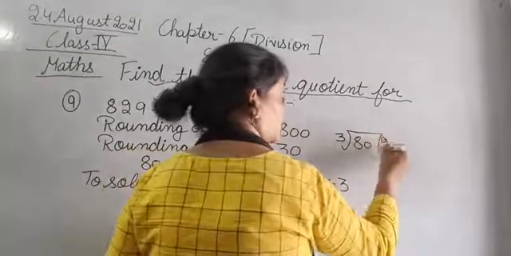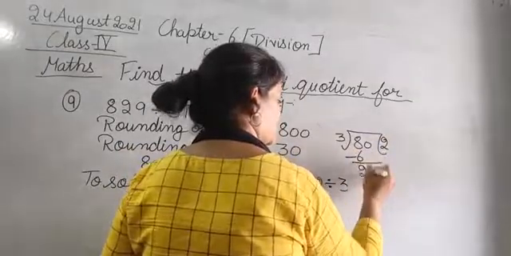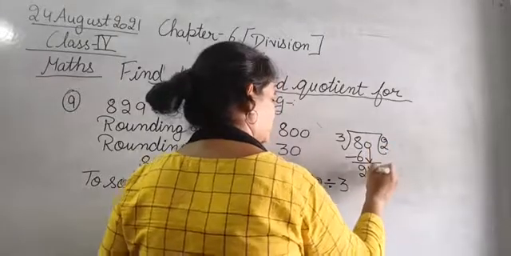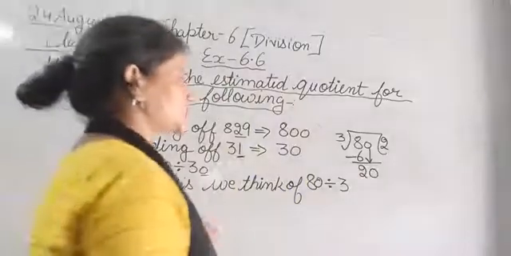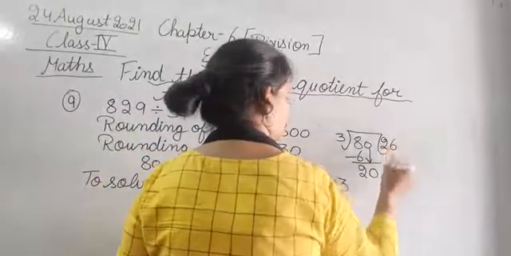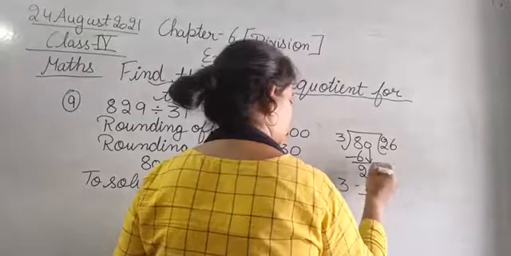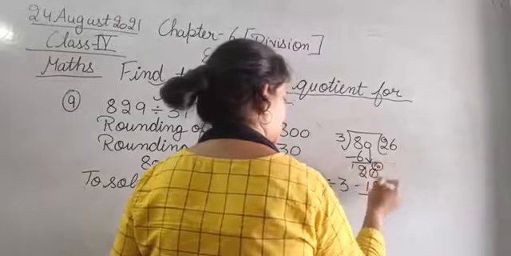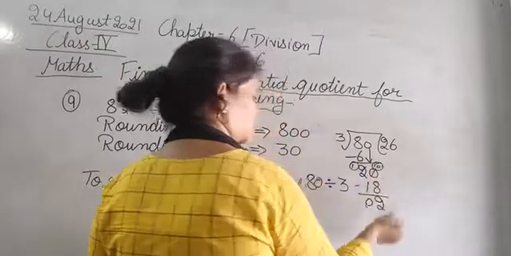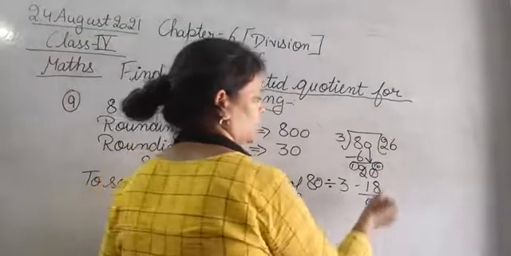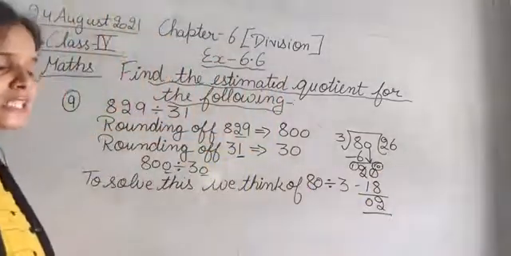3 2s are 6. 8 minus 6 is 2, bring down 0. The number became 20. So 20 divided by 3. 3 6s are 18. 20 minus 18 is 2. So we don't have any other number in the dividend. The remainder is 2 and the quotient is 26.